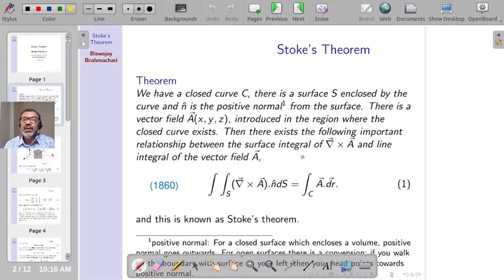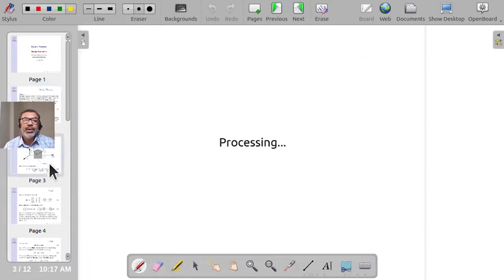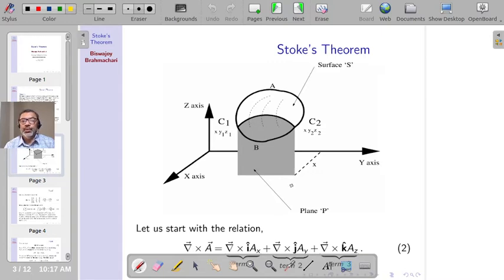It is stated as follows. The surface integral of the curl of the vector field over the surface S is equal to the line integral of the vector field along the boundary of the surface, and this curve C is the boundary of the surface S, whereas the surface S is enclosed by this boundary C. So this is the statement of Stokes' theorem. Now we proceed to the proof of Stokes' theorem.